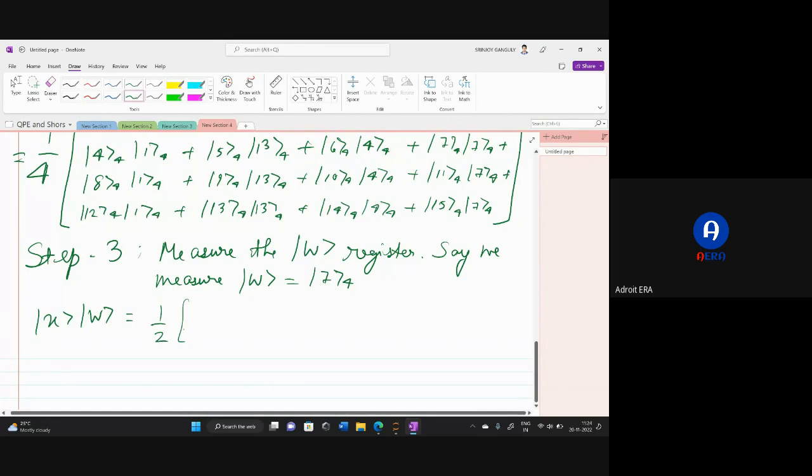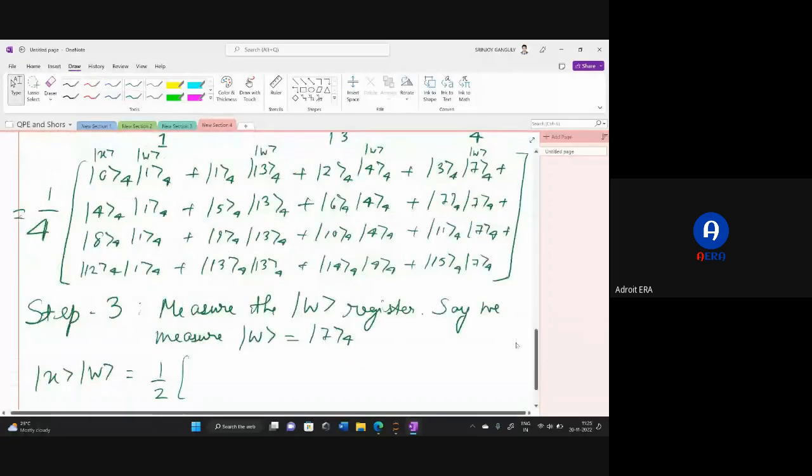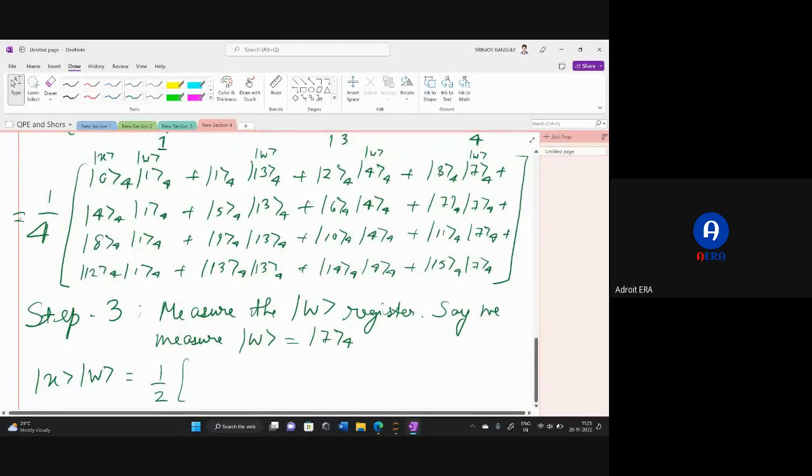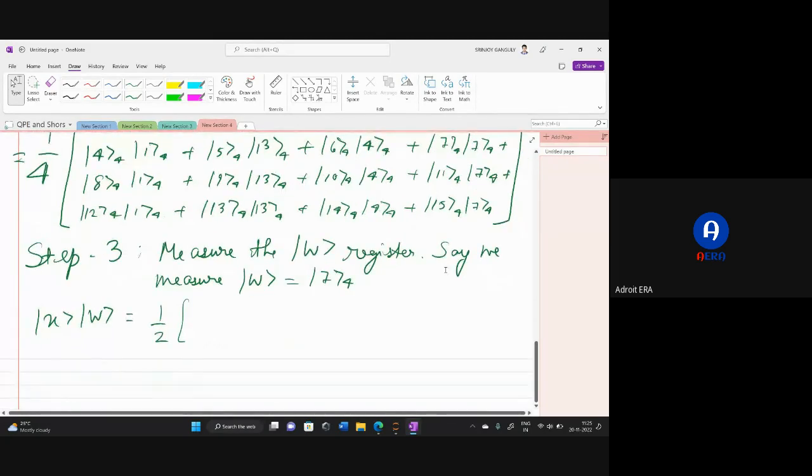So at that time you will have ket x, ket w is equal to half. Since we got 7, we are going to see that the terms with 7 are going to be left in the superposition, right? That is what is going to happen because we have collapsed the second one. Let's say it collapsed to 7. So what are the terms where we have 7? Look at this fourth column: 3, 7, 11, 15, right? Therefore those are the terms which are going to be left in the superposition.